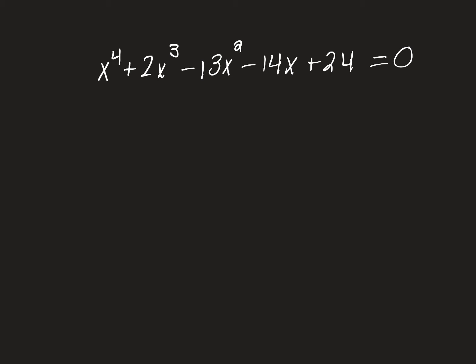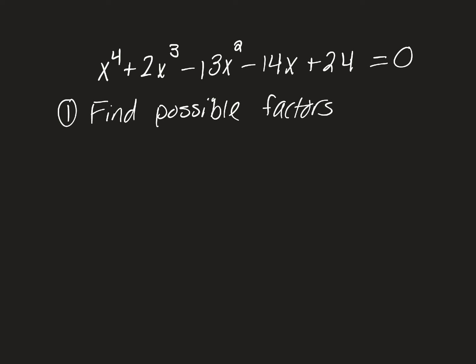If you guys give me a second to teach you, I will. So on Monday, we learned how to find all the possible factors, right? We have to make the list. So step 1 is to find all your possible factors. Again, we're looking for factors of the last number divided by factors of the front number, which is 1. So we really just need our factors of 24.